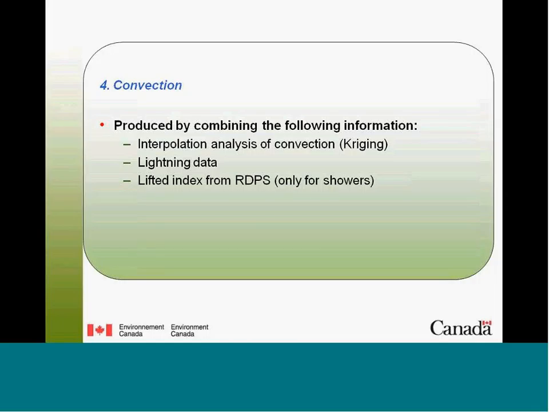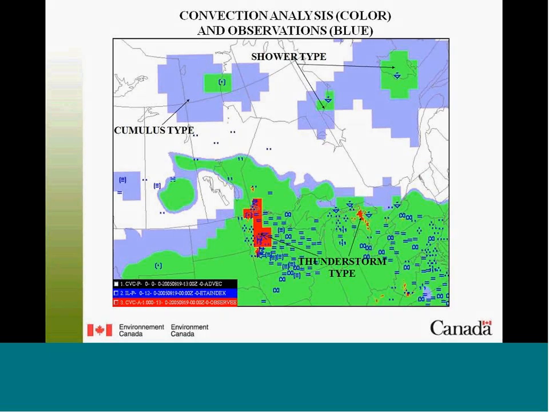The field that we're looking at now is convection, produced by combining the following information: the interpolation analysis of convection using the Kriging interpolation method, the lightning data, and also the lifting index from the RDPS. We're producing four levels of convection: stable, obviously, TCU, ACC level, and also the level with CB. So this is the type of output that we get. We have the showery type, and also the more intense convection in red here.